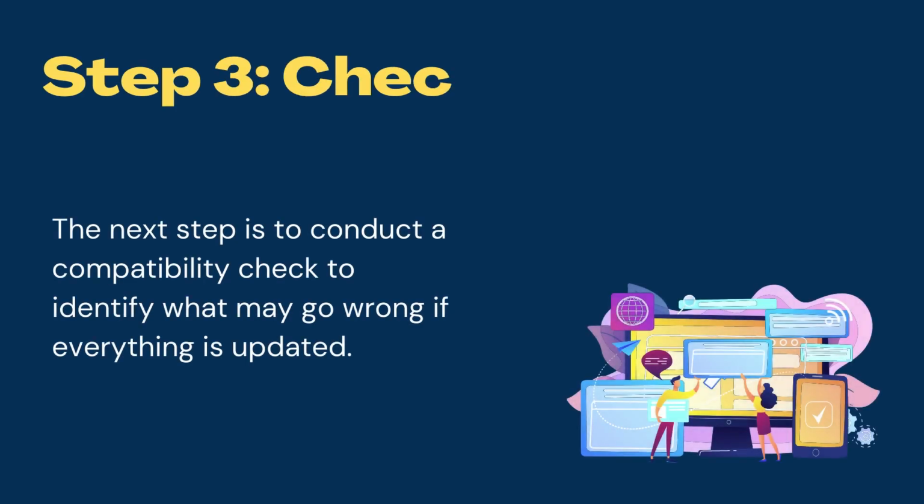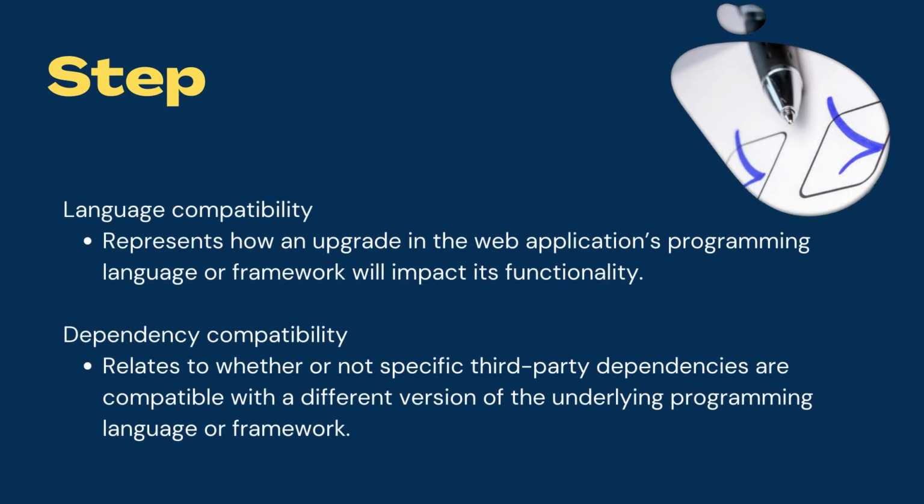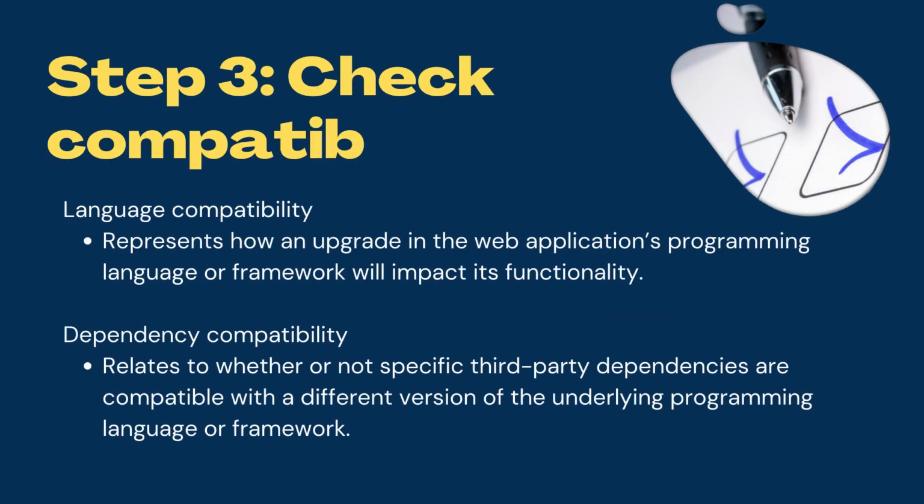So, following to step three. Step three will be check completeness. This step is to conduct a completeness check to identify what may go wrong if everything is updated. Complexities are divided into two parts, which are language and dependency.